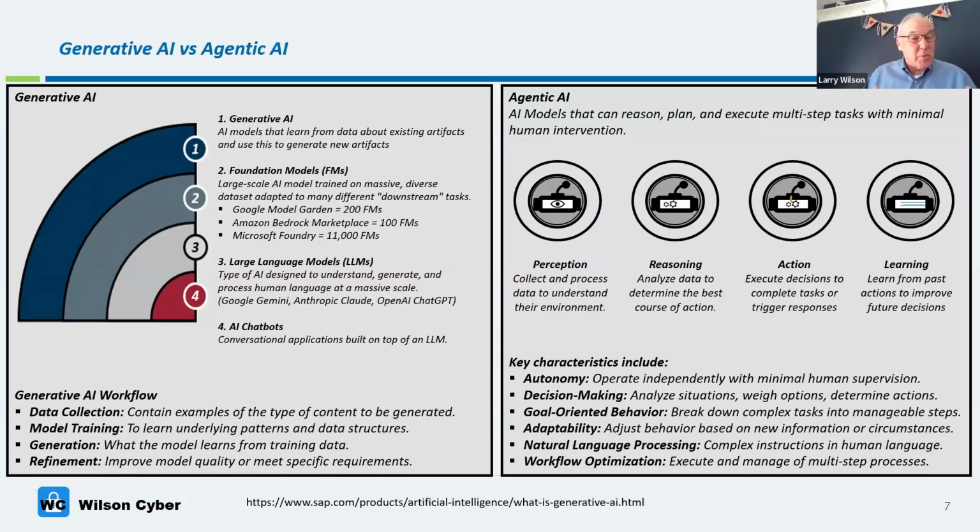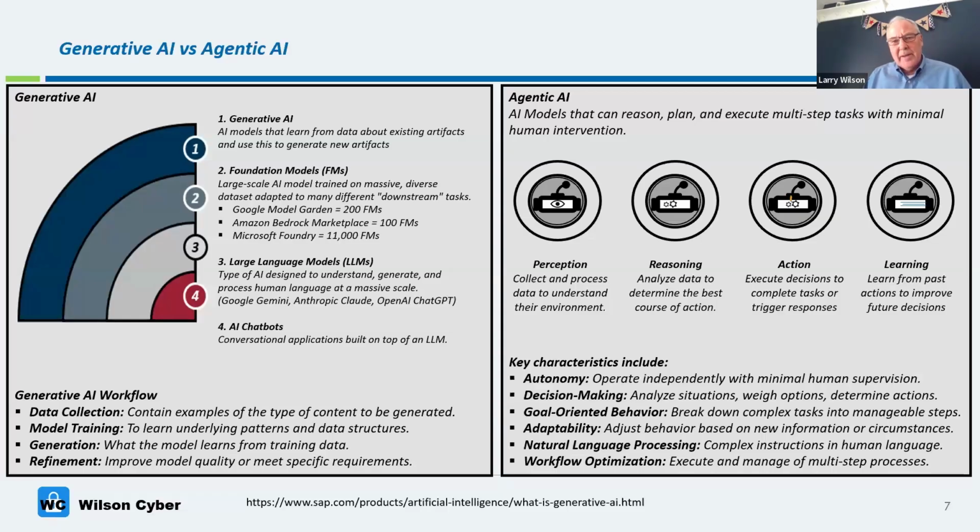Once we have those foundation models, we select the foundation model. We can build on top of that a large language model, which is a type of AI designed to understand, generate, process human language, such as Google Gemini, Anthropic Claude, OpenAI, ChatGPT. And we have AI chatbots, which are conversational applications built on top of a large language model. So what is the workflow for generative AI? It's data collection, examples of the type of content to be generated, model training, learn from underlying patterns and data structures, generation, the model learns from training data, and then refinement, improve the quality to meet specific requirements.